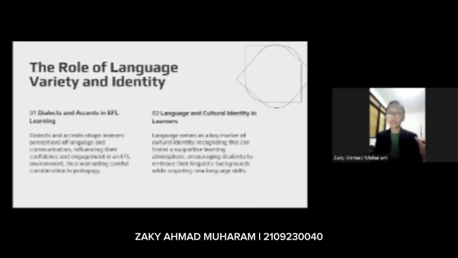As a teacher, as a mentor to your students, it is really important to consider how learners shape their perception of communication and how they can engage with their peers or even with us as teachers. The second one is language and cultural identity in learners. Language serves as a key marker of cultural identity. Recognizing this can foster a supportive learning atmosphere and encourage students to embrace their linguistic backgrounds while acquiring new language skills.